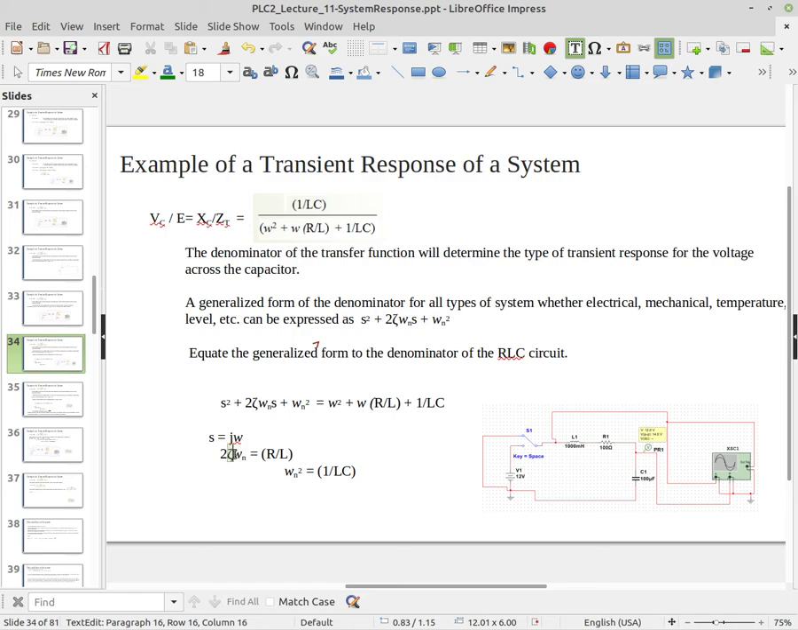Remember, if zeta is greater than 1, it means we have a ton of resistance and the system will be overdamped. If zeta is exactly equal to 1, then it means that the system is critically damped and it's going to reach the final value as fast as you can make the system reach the final value without any overshoot. And if zeta is less than 1, you're going to have overshoot and oscillations. And those oscillations will be effectively this omega n frequency minus a little bit because of the resistance.